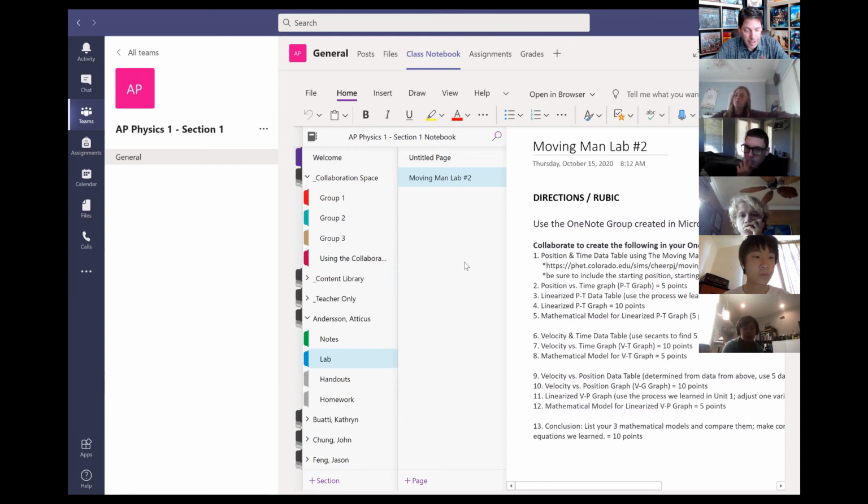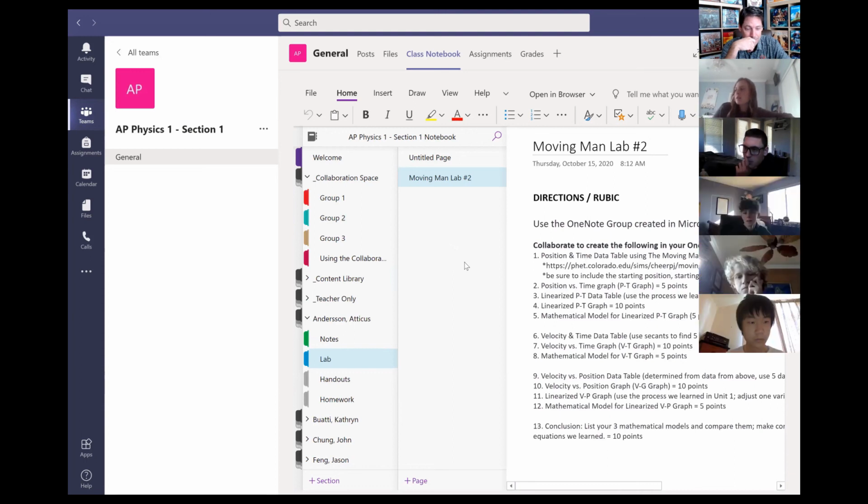Now, I'm not sure exactly, this is the first time I've used groups this way, so you guys are the guinea pigs. Did you guys get an invite, or do you only see one group in your collaboration space? How is it looking on student side? Someone unmute and tell me what's going on. Sorry, go Finley. Oh, I can only see one group.